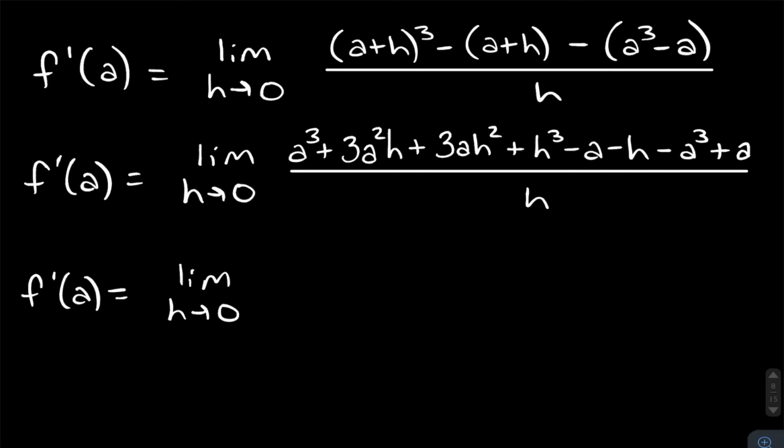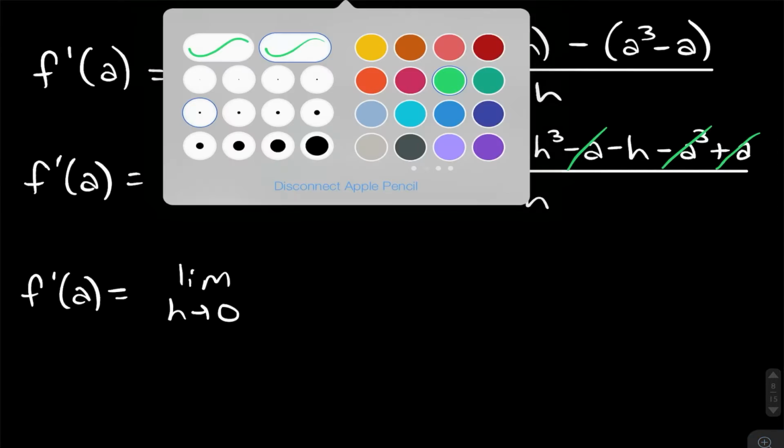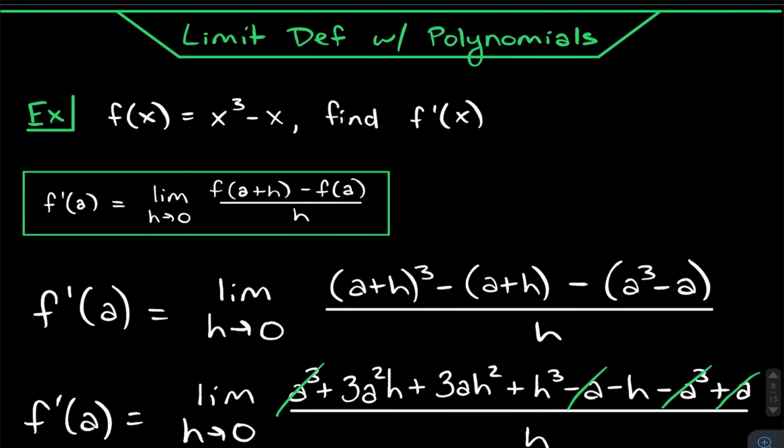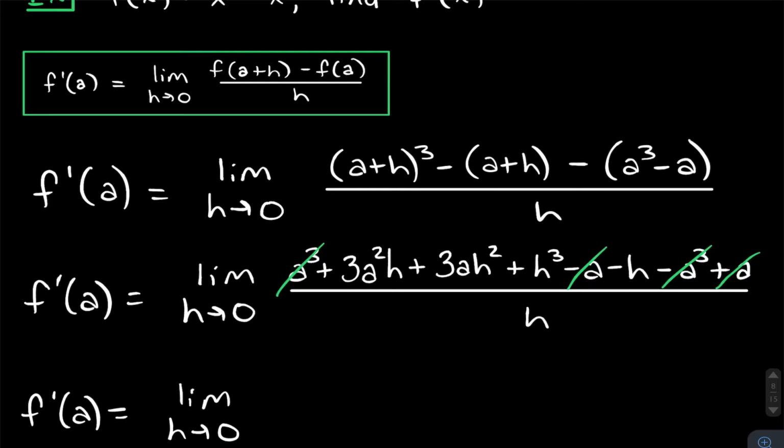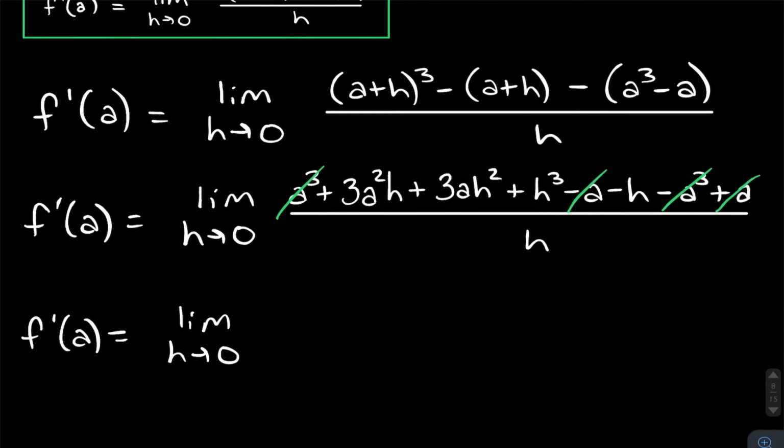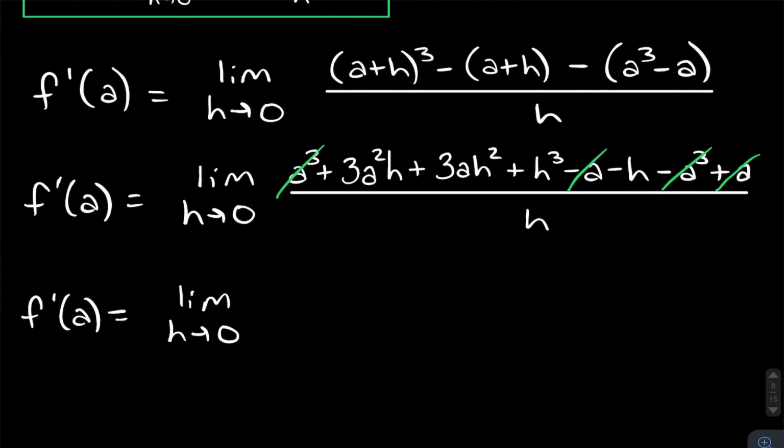We can start canceling off here. The a cubed goes away with the negative a cubed. The a goes away with the negative a. And if you've done this right, everything that doesn't have an h is going to subtract off. That's really how any polynomial derivative is going to go with the limit definition of a derivative. Once you expand it, you're going to get something with a bunch of h's in it, right? So we get 3a squared h plus 3ah squared plus h cubed minus h, and that's going to be over h.